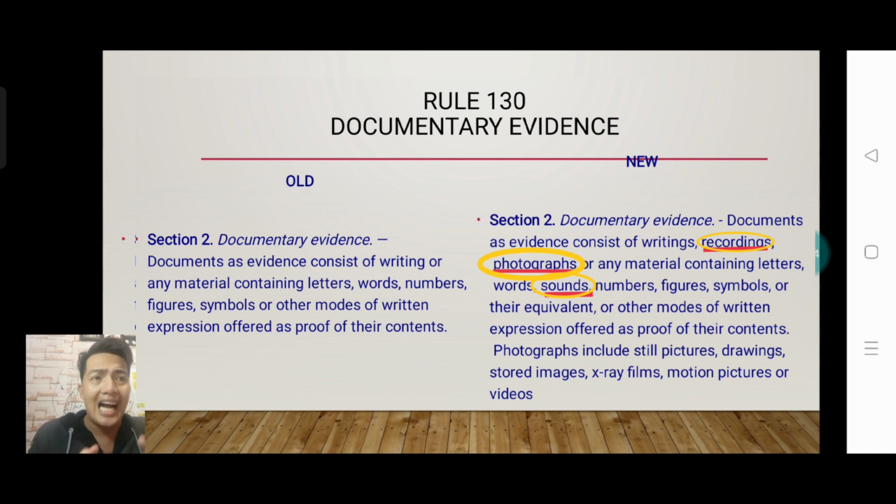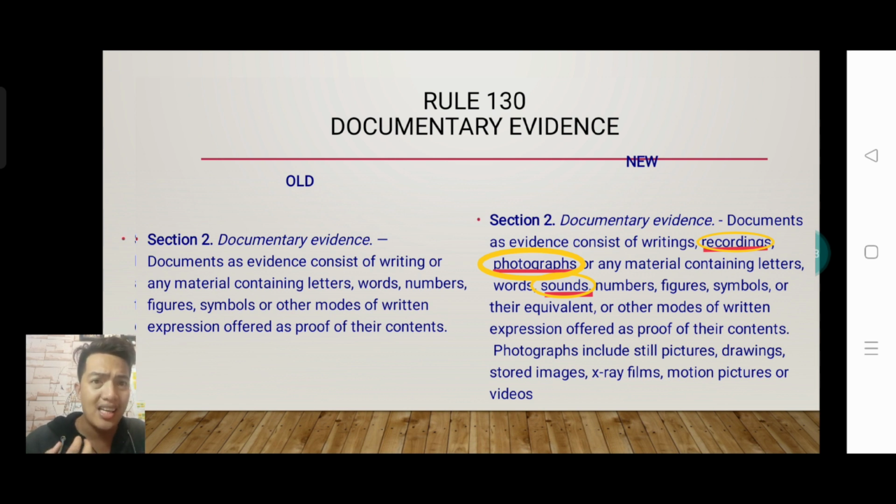So meaning to say, your basis now is the new rules, which added many items to be considered as documentary evidence. Your recordings and photographs are included. But you must remember first that to be considered as documentary evidence, it must be offered as proof of their contents. Otherwise, you cannot use it. Say for example, you threw the recorder or the camera and it hit a person, who then died of internal hemorrhage, or you used it to hit another person. Now, you offer it as evidence, as documentary evidence.